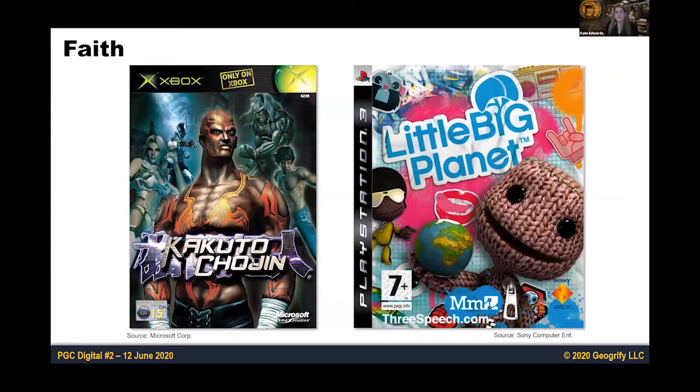Dealing with faith is also very important. Both of these games had audio files that had lyrics or chanting from the Islamic Quran in them, which was highly inappropriate to use in a game, whether or not the game is M-rated like Kakuto Chojin, which was a game that I worked on, or LittleBigPlanet, which is obviously a much more innocuous, fun game. So the point here is that you have to be extremely careful about your source materials.